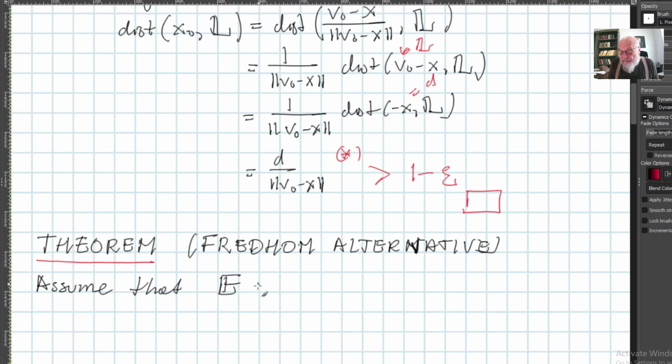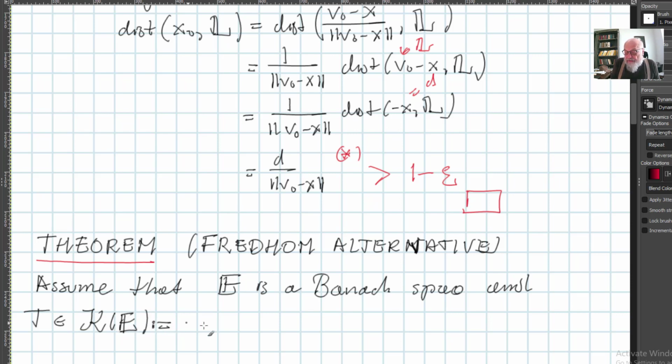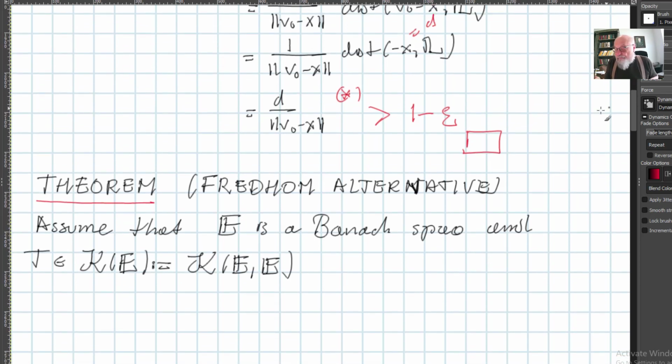Again assume that E is a Banach space, and T belongs to the compact operators from E to E, so that's the abbreviation I will be using. So this is K(E,E). That means just simply compact operators from E to itself. Then we have the following statement.